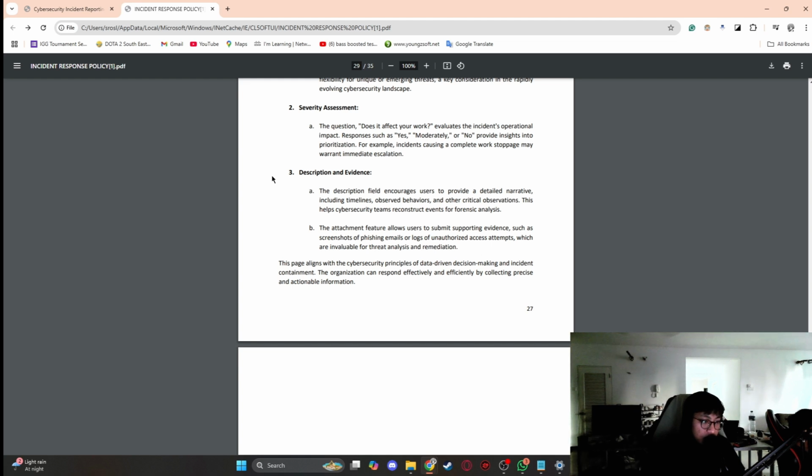And then description and evidence. The description field encourages users to provide a detailed narrative including timelines, observed behavior, and other critical observations. This helps cybersecurity teams reconstruct events for forensic analysis. And also, the attachment feature allows users to submit supporting evidence such as screenshots of phishing emails or logs of unauthorized access attempts, which are invaluable for threat analysis and remediation.